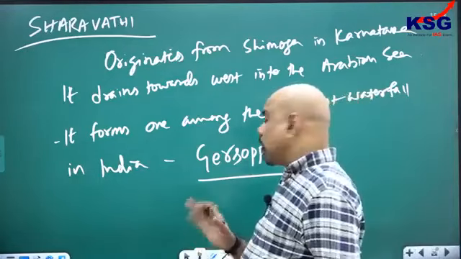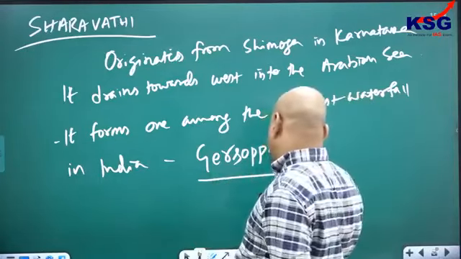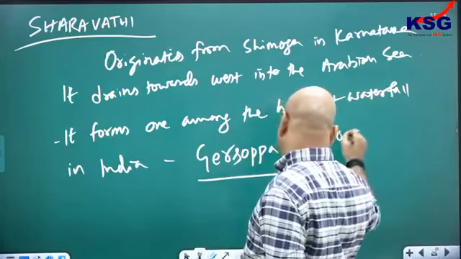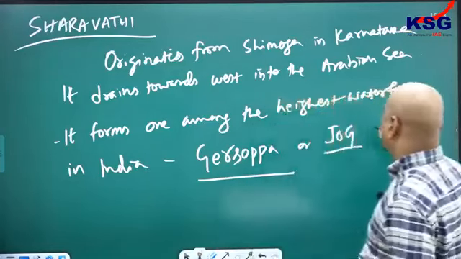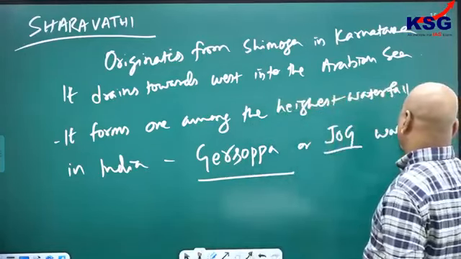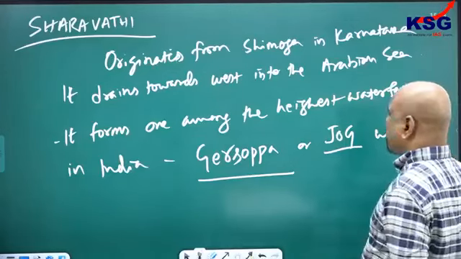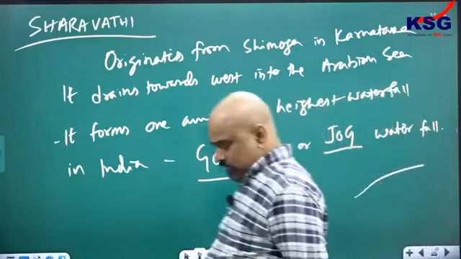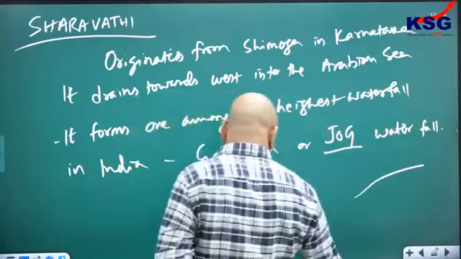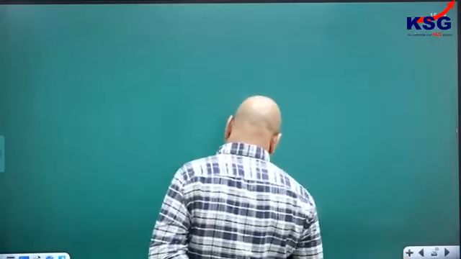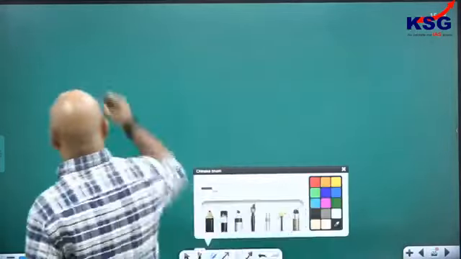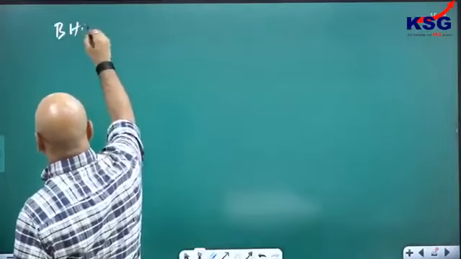Jersoppa fall, it is also called the Jog fall. Jersoppa or Jog waterfall. Jog Jersoppa waterfall. Okay. Saravati is a small river, smart and sweet river. You have the Saravati projects also. Then Bharatpuzha.